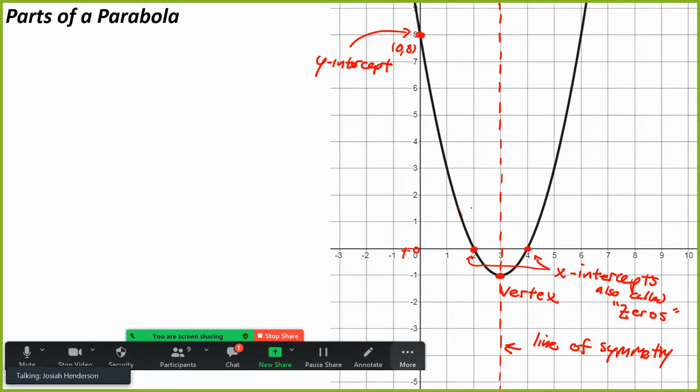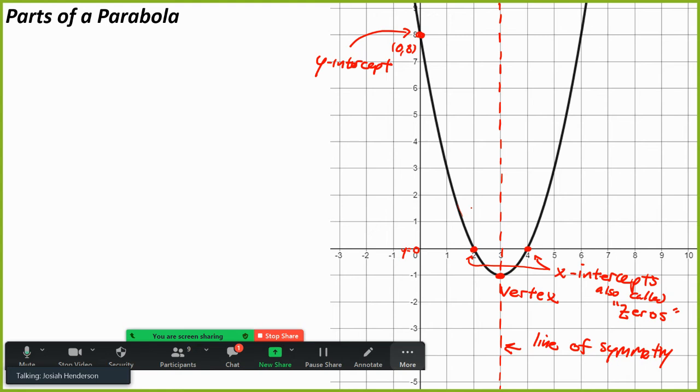Okay. Does anyone need a little more time on this screen before we move on? Okay. All right, then let's move on.